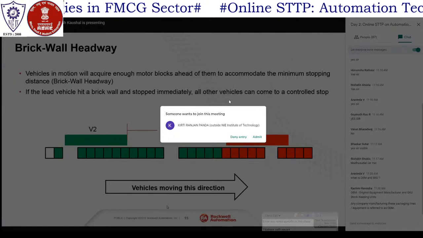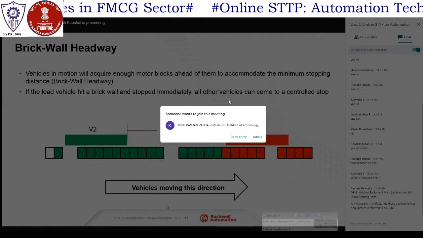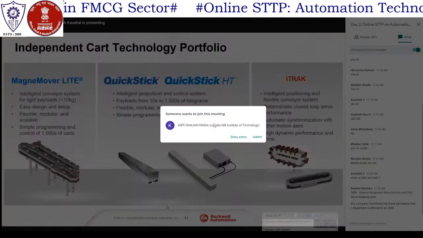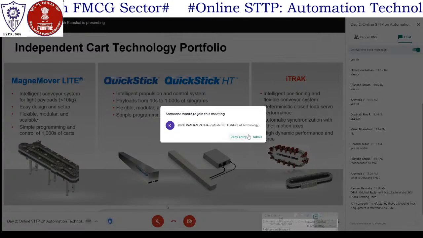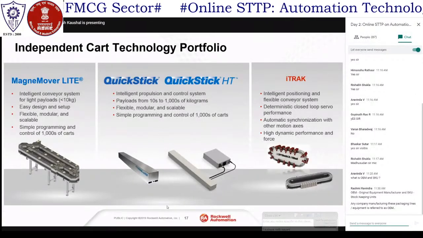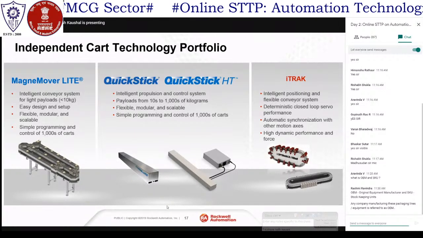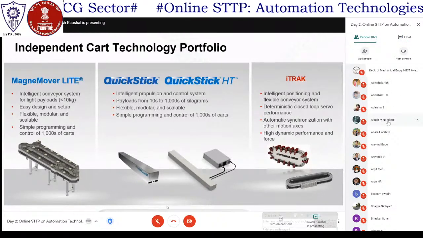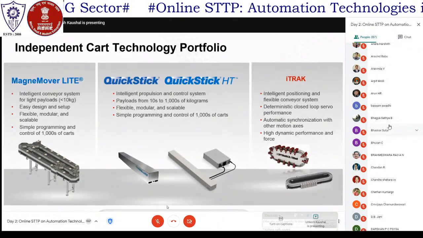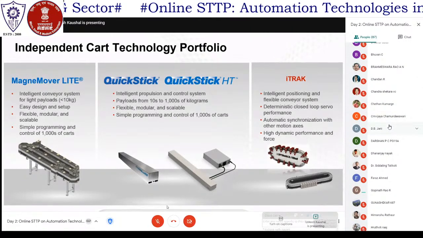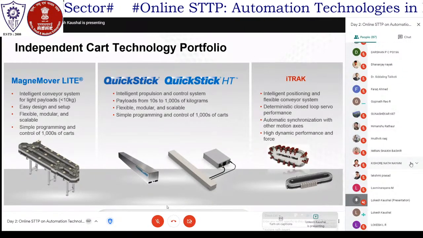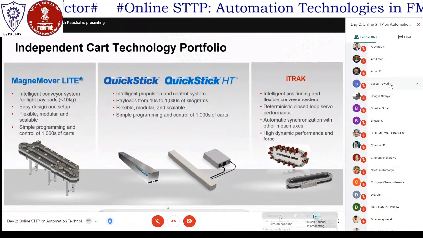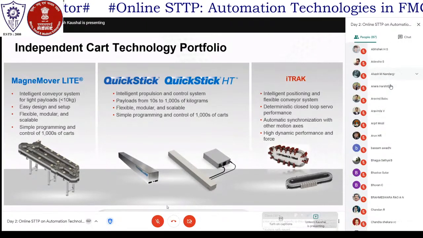I hope this gives a good peek into the technology as such. Next, let's look at the variety of products. So the products are majorly classified depending upon the load capabilities they can perform up to and they can handle safely. So there are three broad lines of products: Magnum Over Light, Quick Stick HD, iTrack. They inherently utilize the same technology. The entire system differences are with respect to the payloads they can handle, the way they are deployed.